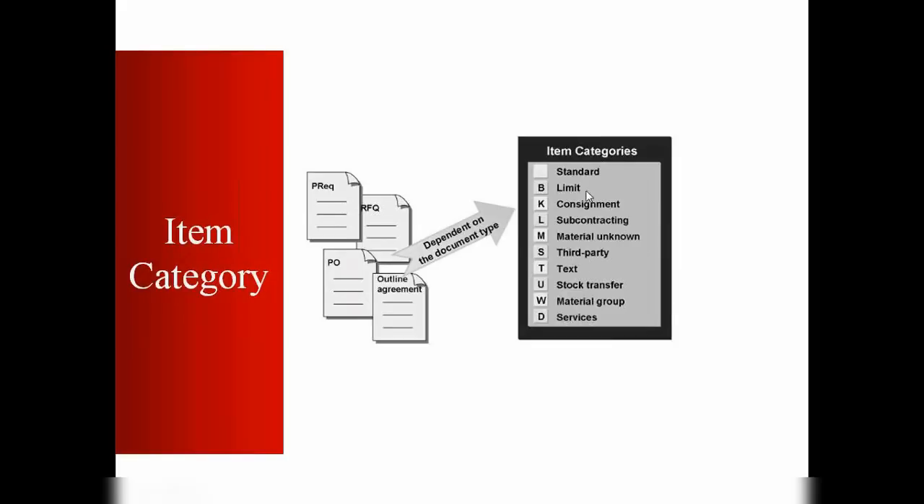Then we have things like limit, where you need to give it a limit. When you use a limit, it asks you to enter the dollar value, what is the maximum expected value. Then you have consignment. When we use a consignment stock, which I talked about in the second video, we can have a consignment stock of the vendor. Subcontracting, again, is when we want to create a subcontract purchase order, or a third party purchase order, or a stock transfer purchase order, or a service.